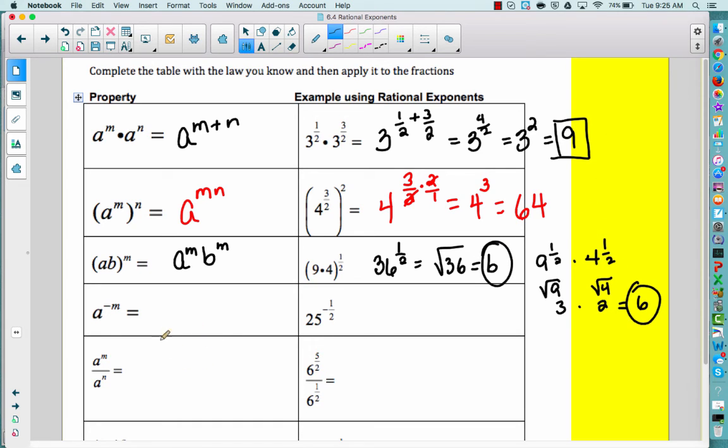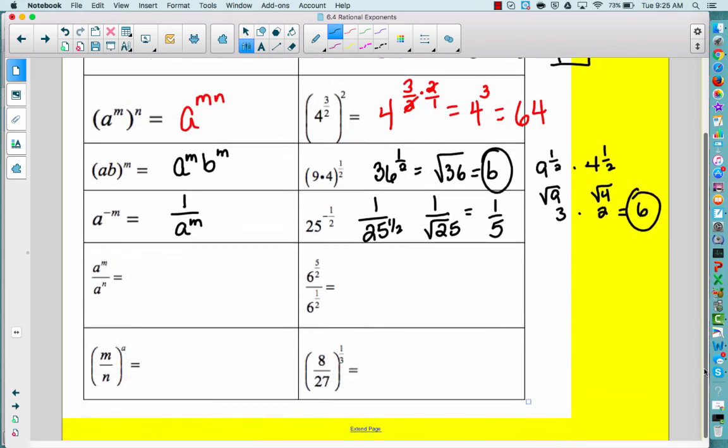All right, so now we have a to the negative m. A to the negative m would be 1 all over a to the m. So we have 1 all over 25 to the 1/2 power. Anything to the 1/2 power just means the square root. So I have the square root of 25. The square root of 25 is 5.